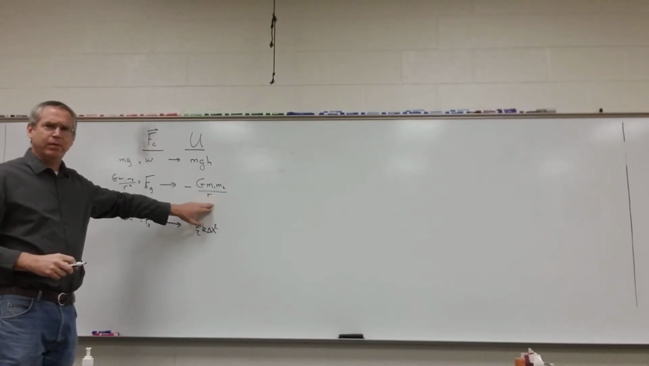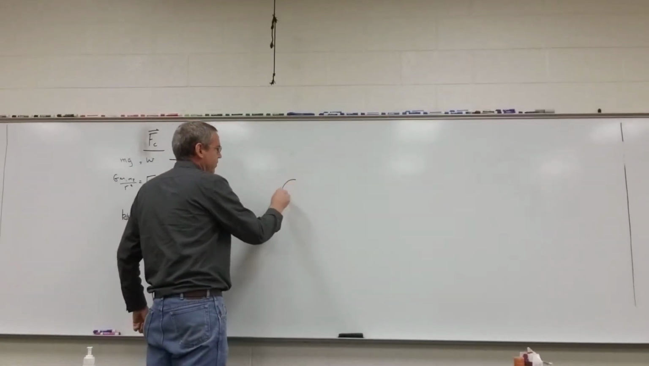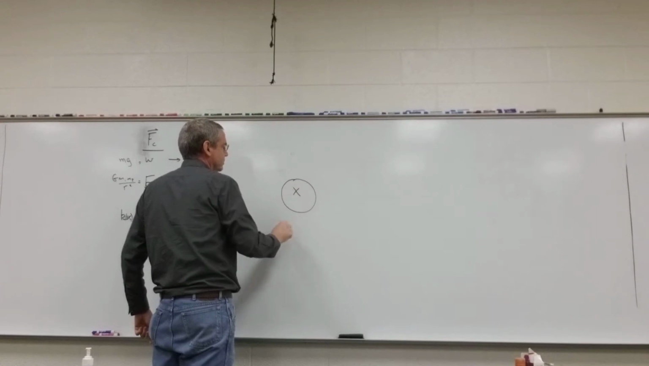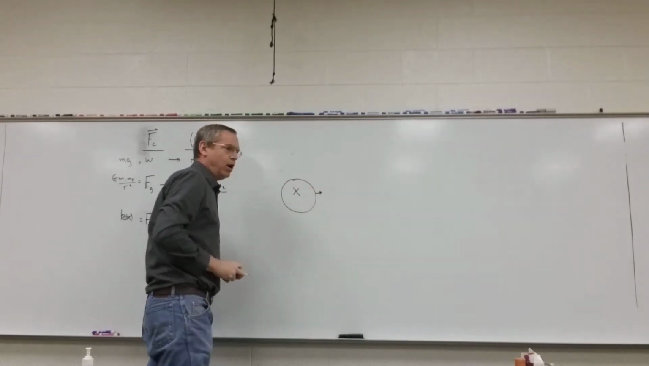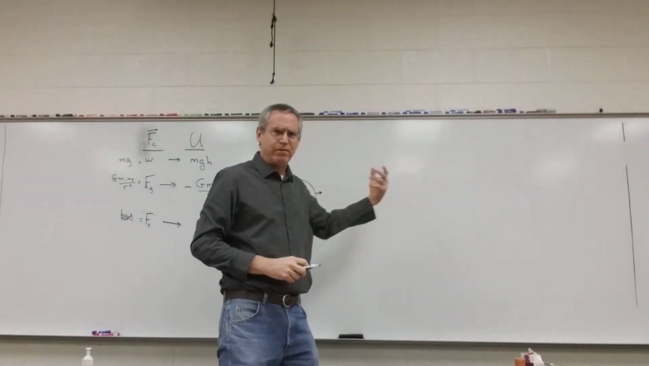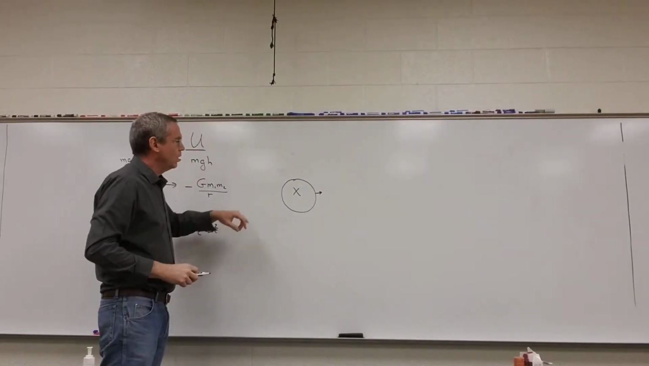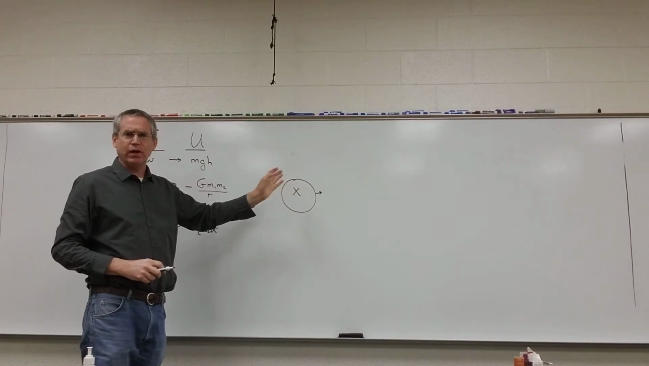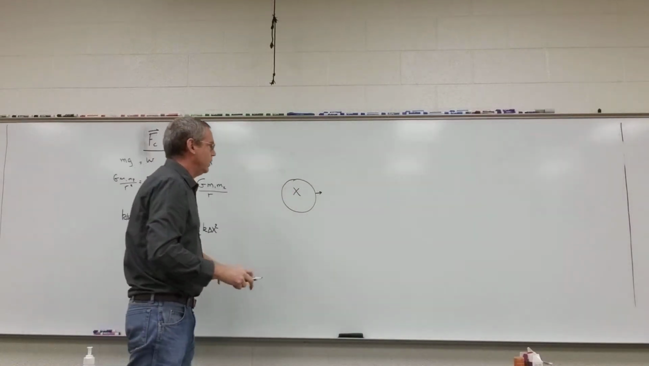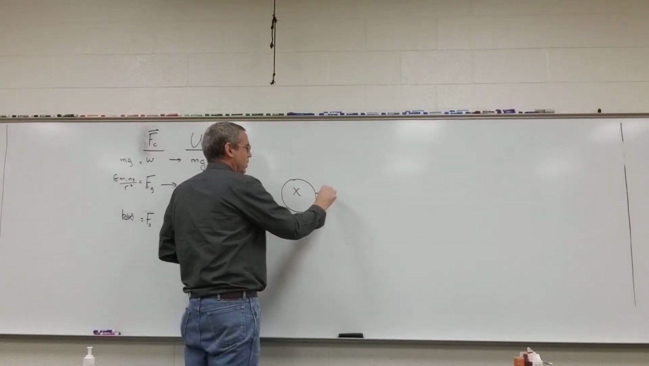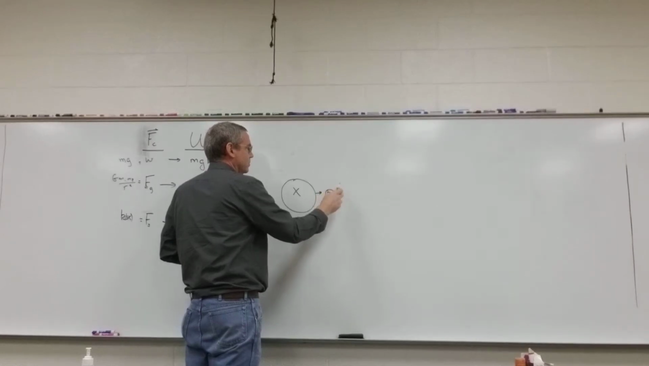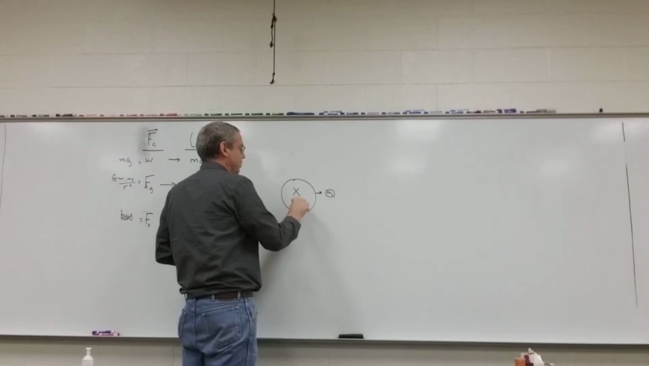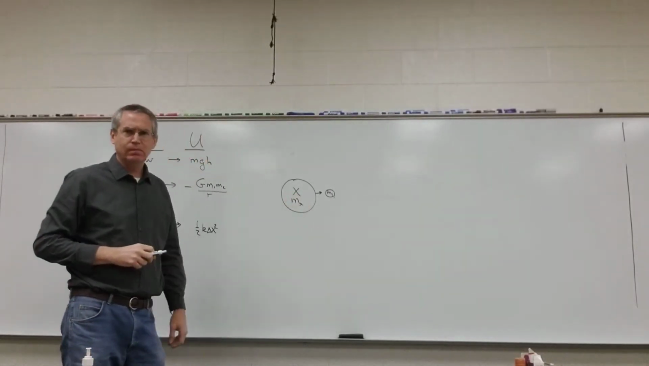But this is the one we care about. So if I have a planet, some planet X, and I want to launch something off the planet so that it goes away and never comes back, the question is, how fast do I need to shoot this in order for it to go? So I have some object here, which I'm going to call mass sub 1, and then the planet has a mass of x.